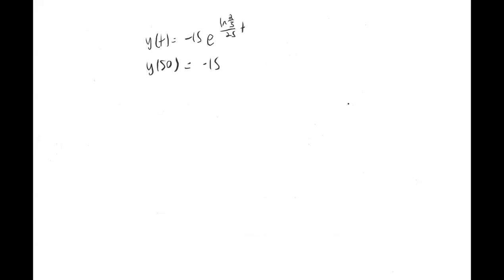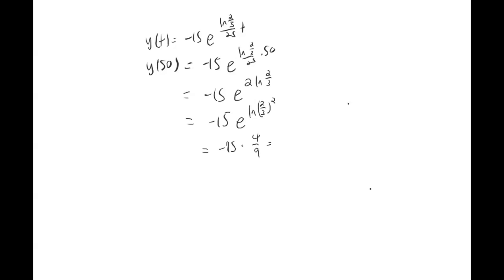It's negative 15 e to the ln 2/3 over 25 times 50. Is this nice? Oh, 50 goes into 25 two times, right? So e to the 2 ln of 2/3. I could simplify this by squaring it, because this is the same as 2/3 squared, by the property of logarithms. So this is negative 15, and then the e and ln cancel. So I get 4/9, and this should be negative 20 over 3.